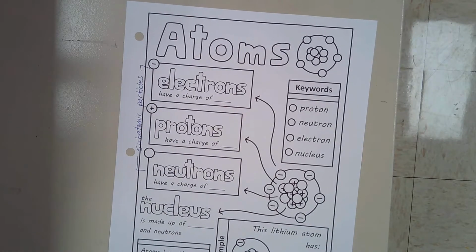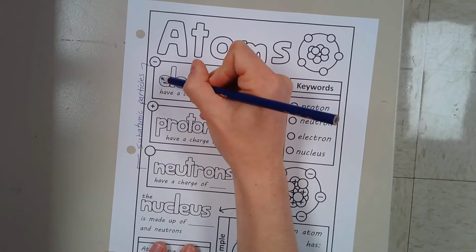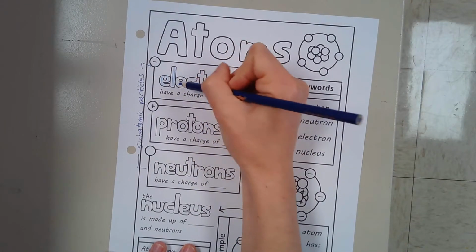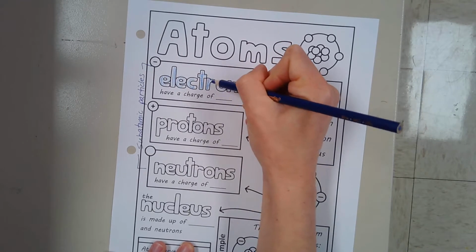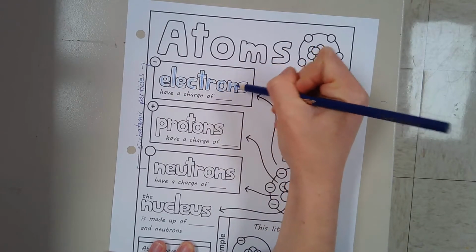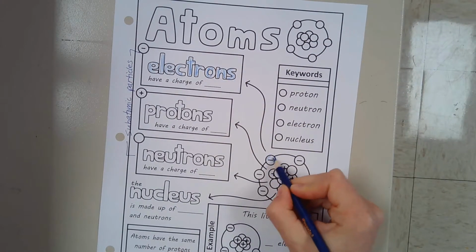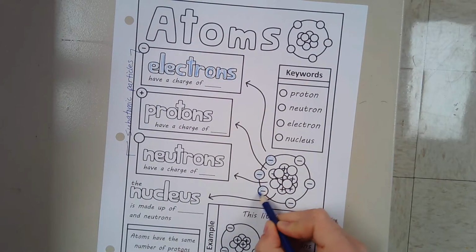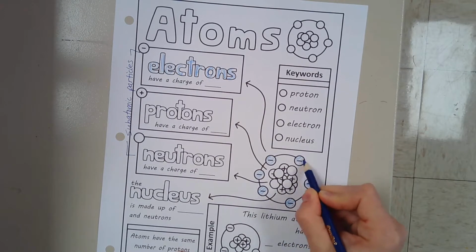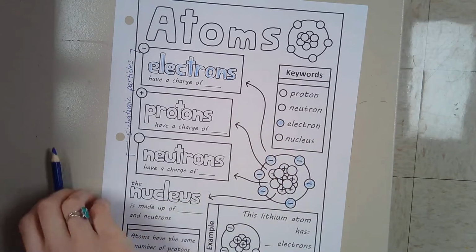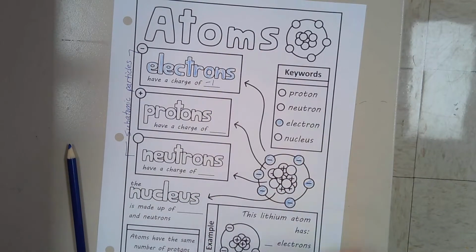And so the first one are electrons. And so I'm going to shade in this, and color this blue. And the electrons are these things out here. They have a negative charge. Specifically, each one electron has a charge of -1.